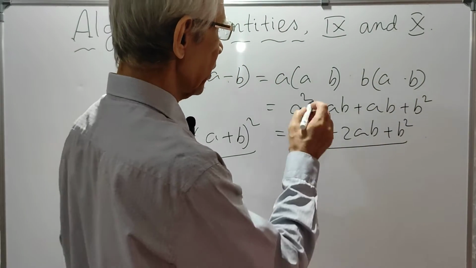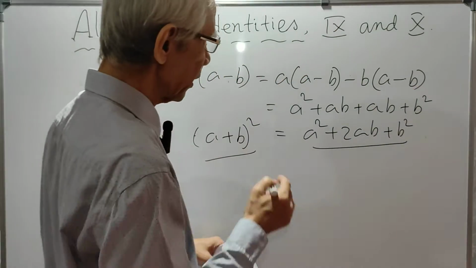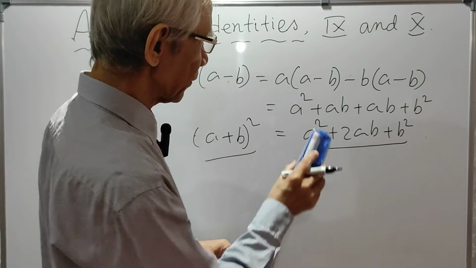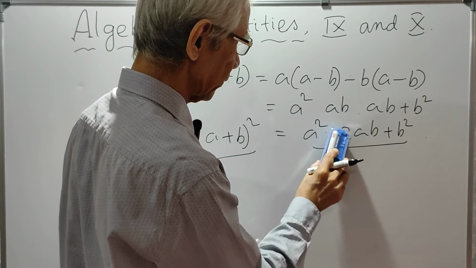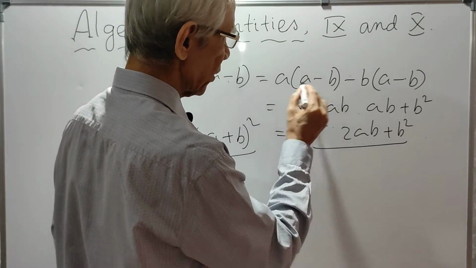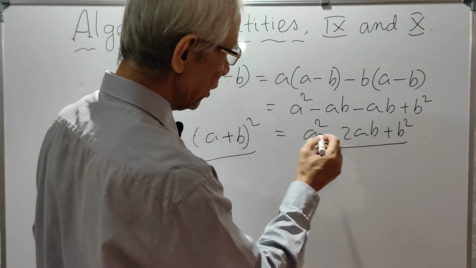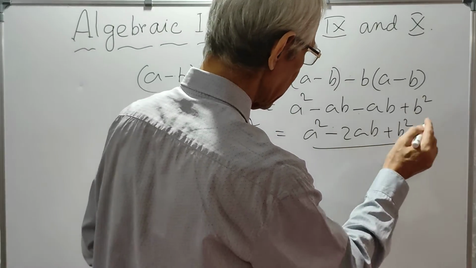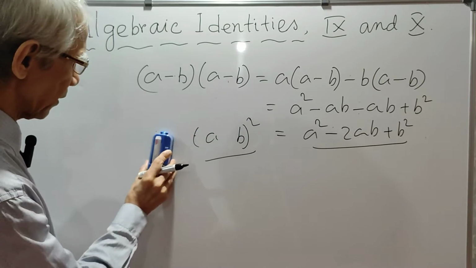So A into A minus B, minus B into A minus B. So what you will get? A square, so A into A square minus AB. So minus AB, minus minus plus B square. So you get A square minus 2AB plus B square. So this is a second identity.